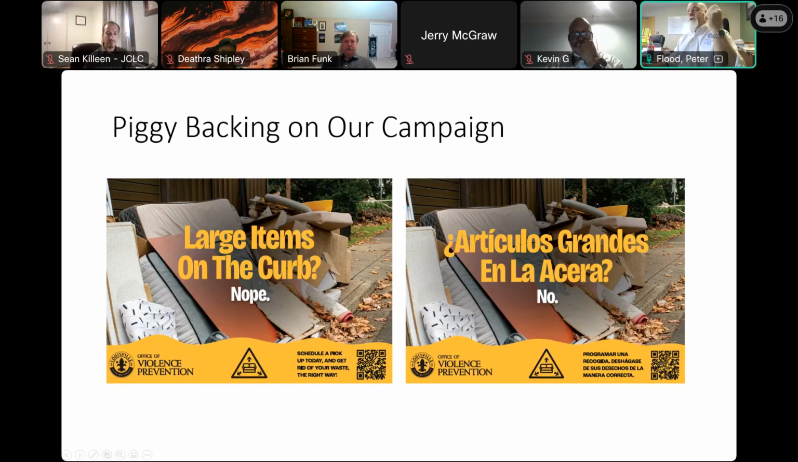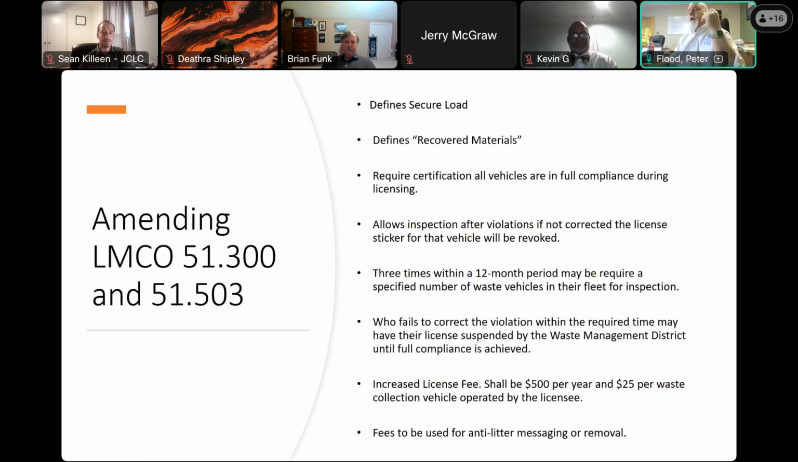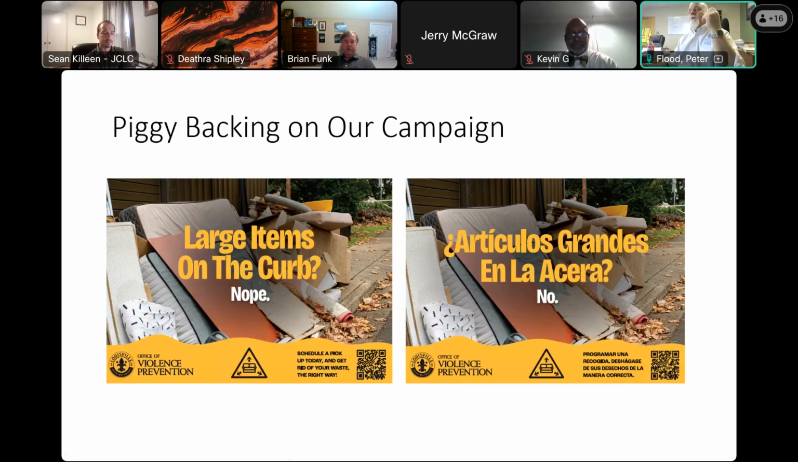We did have some good news. I think the Office of Violence Prevention loved some of our signage so much from the campaign that they wanted to get some signage with their logo on it, which, you know, the more it's out there, the better as far as we're concerned. So it is recognized out there as being a good thing. And that is the report on the campaign. Willing to answer any questions.